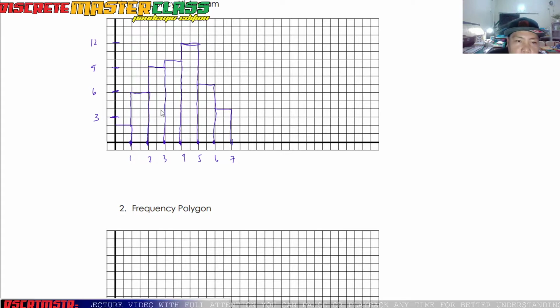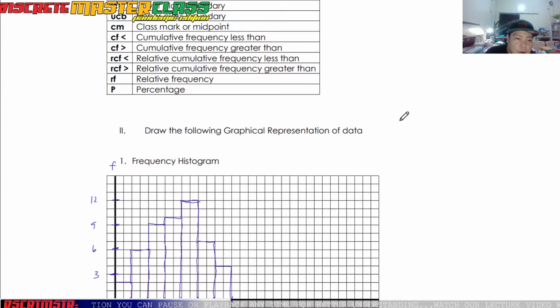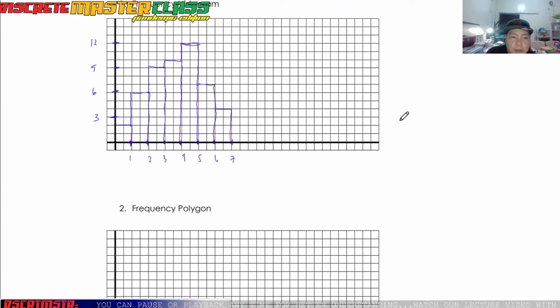Okay. So, pwede mo yung kulayan, gawing artistic, ikaw bahala. Pero ako hindi ko nakukulayan. That's what you call frequency histogram. Okay? So, madali lang siya. So, ikaw na bahala dyan.